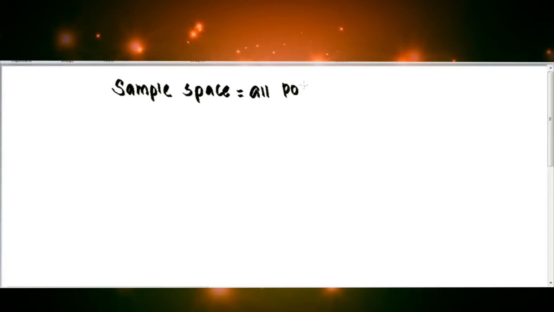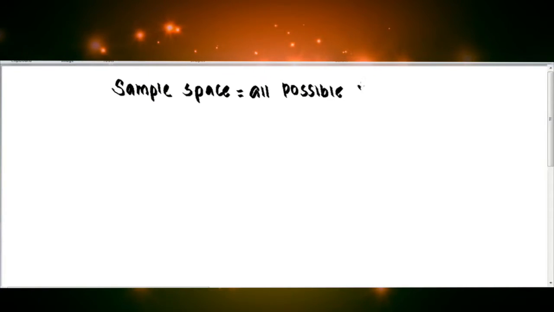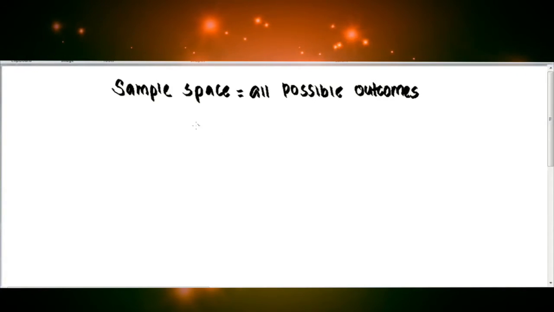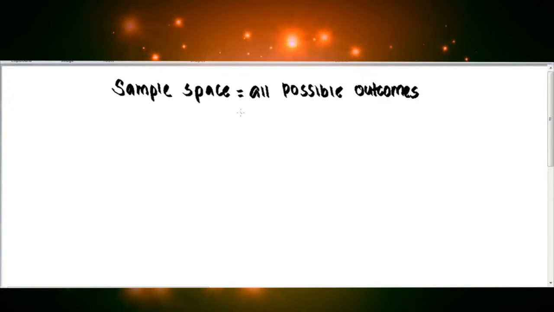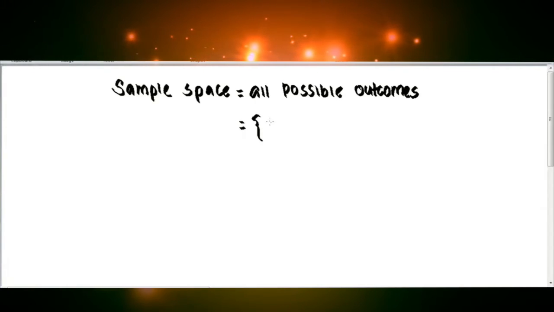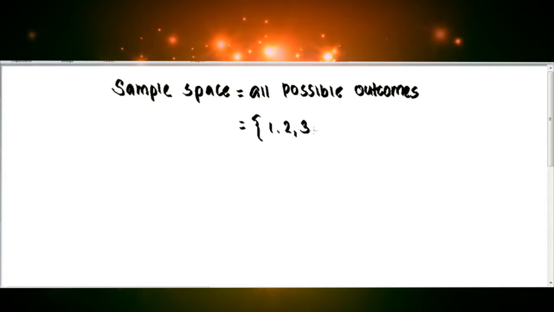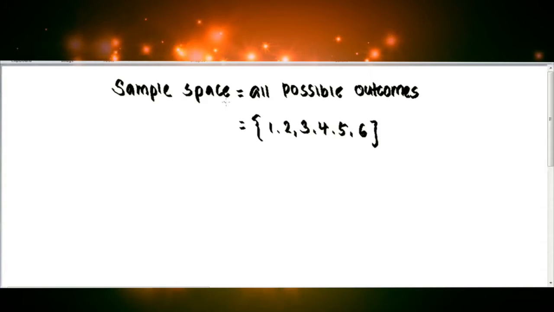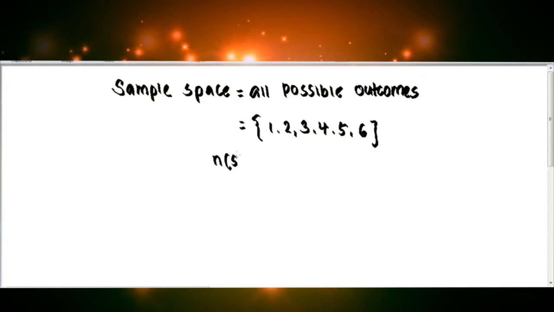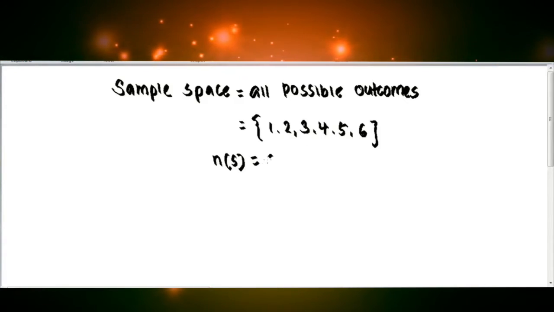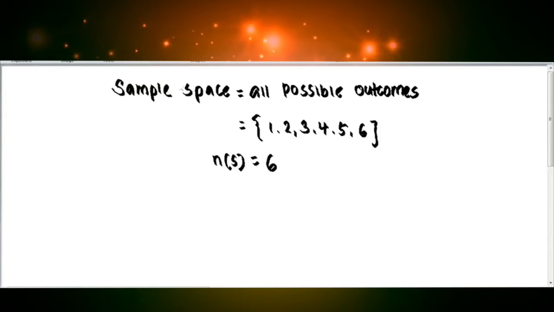All possible outcomes is called sample space. For example, when I roll a dice, the sample space for the number I get is 1, 2, 3, 4, 5, 6. It's called sample space. So the number of sample space equals how many possible outcomes I will get: 6 possible outcomes.